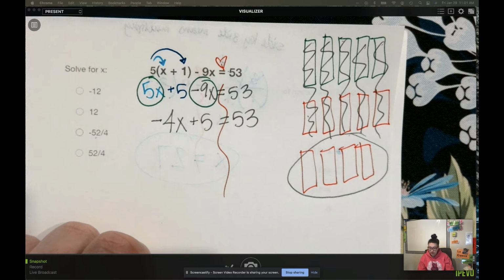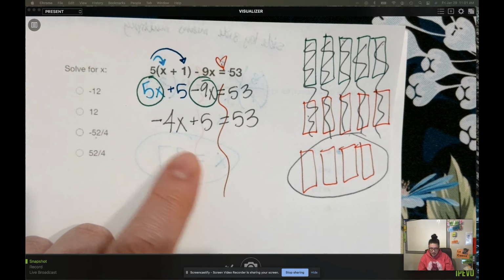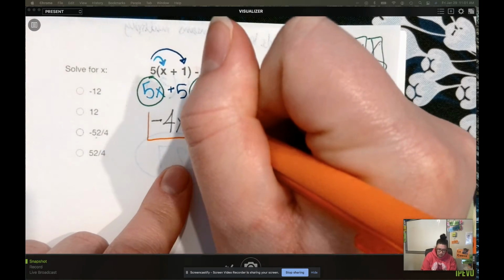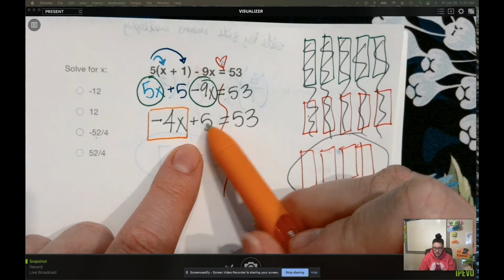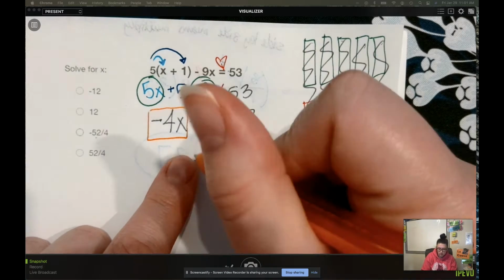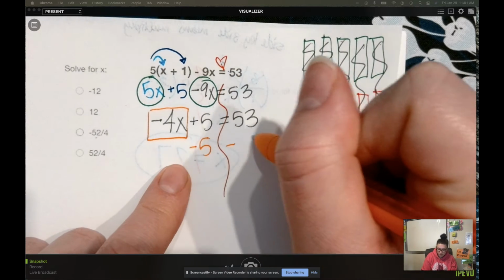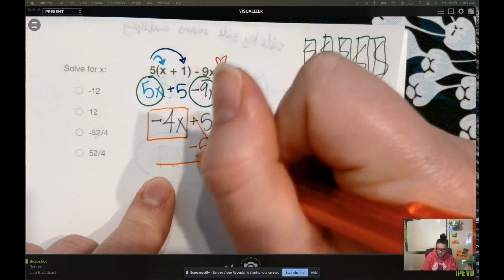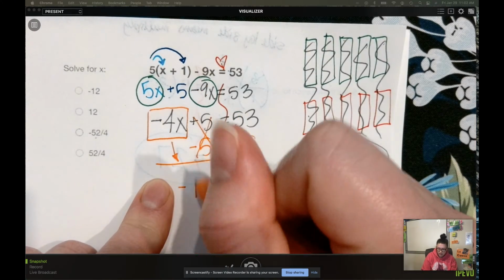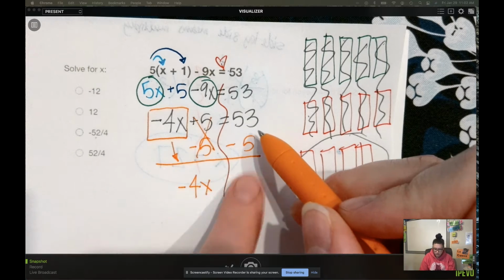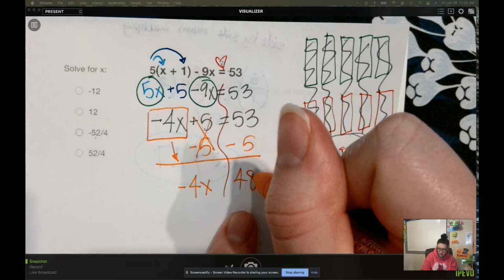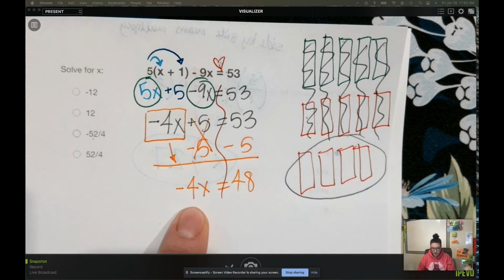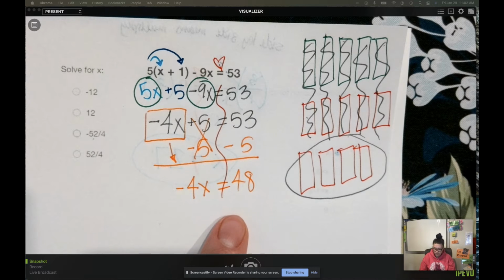Now I can go through and do my SADMEG. I can protect my coefficient, my variable. I need to eliminate that constant first. The inverse of adding 5 is to subtract 5 from both sides. I bring down my negative 4x. 53 minus 5 gives me 48. So I have negative 4x equals 48.